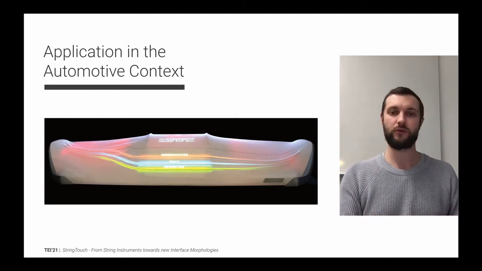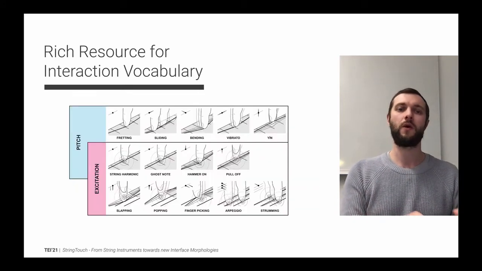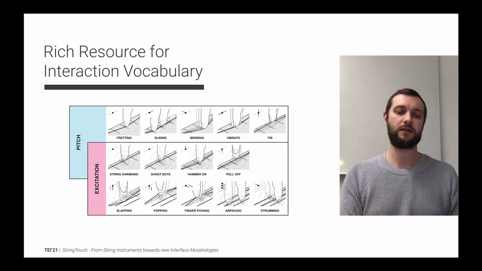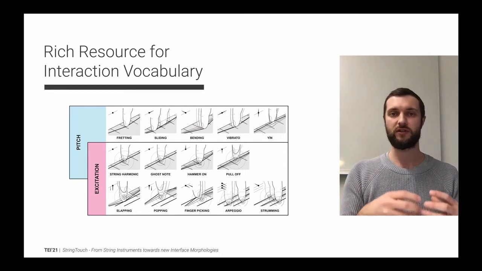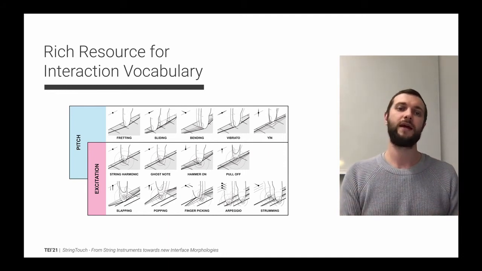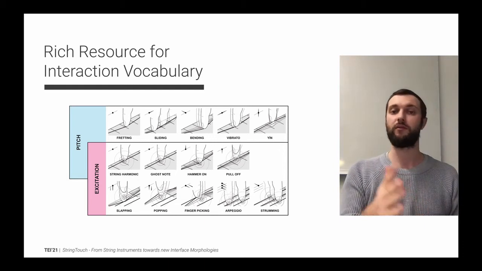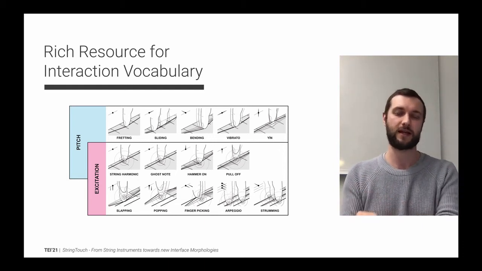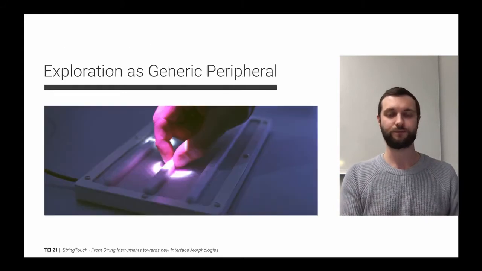So we did research about interactions typically performed on string instruments, and we collected an interaction vocabulary. We clustered it and found different interaction types. For example, gestures corresponding to the excitation, the stimulation of the string, as well as gestures which define the pitch. And there's also an overlap, actions defining pitch as well as exciting the strings.